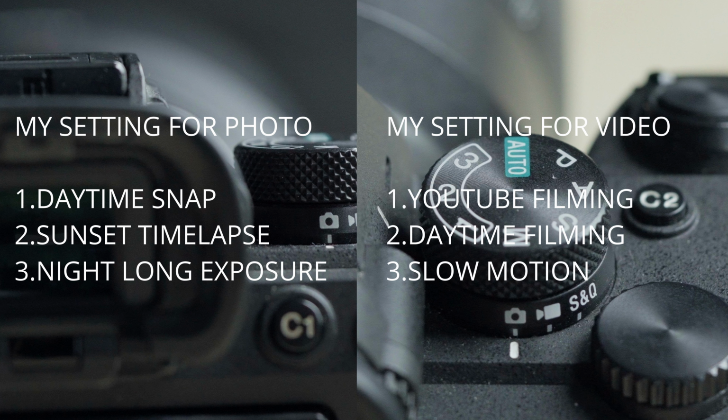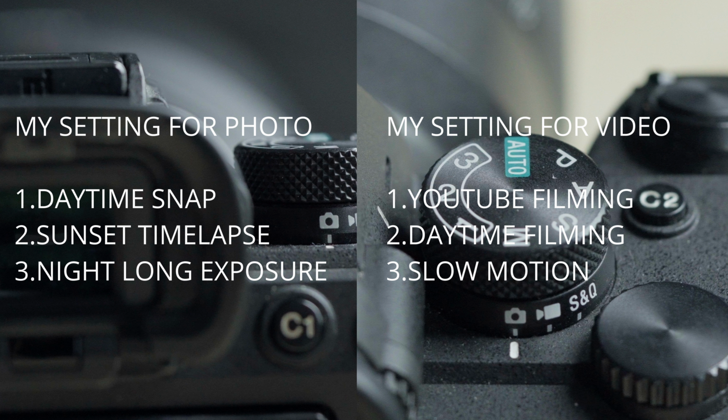Here is how I allocate my settings to each dial. For dial 1, I set daytime snapping. This one I use to capture daytime portrait and street photography. Dial number 2 is sunset time-lapse. Setting up a time-lapse involves so much to set. On dial number 3, I allocate night long exposure. And as you see, it's like a weekend of daytime shooting: just start from dial number 1, then 2 and 3.